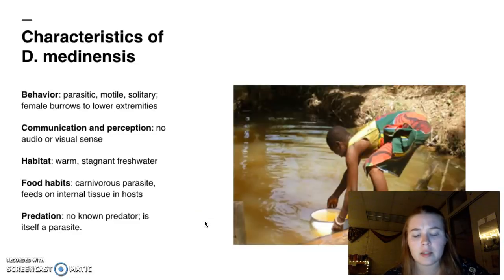As for food habits, it is a carnivorous parasite, so it feeds on the internal tissues of the host itself. And it doesn't have any known predators, but it is a predator itself because it goes after the fleas and it goes after the human host.